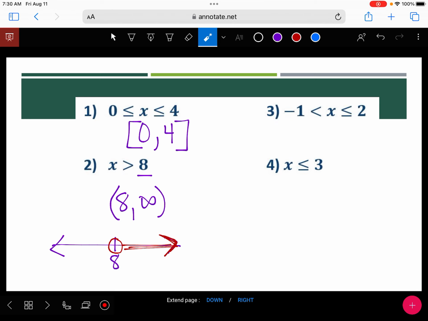For question number 3, the smallest number is -1, so that would get a parenthesis because it's not equal to. Notice how there's not a line underneath this inequality. So this -1 gets a parenthesis, but the 2 is equal, so that would get a bracket. So it is possible in interval notation to have both a parenthesis and a bracket.